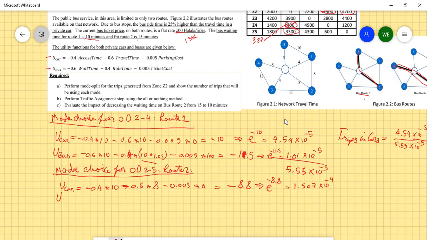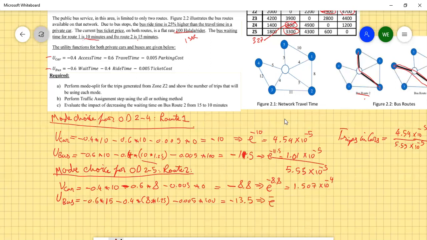The utility for the bus will be minus 0.6 multiplied by the waiting time here for route 2, which is 15 minutes, minus 0.4 multiplied by the ride time, which is 8 multiplied by 1.25, minus 0.005 multiplied by 100. So here this would be 0.6 multiplied by 15, 0.4 multiplied by 10, 0.005 multiplied by 100. So here we will have minus 13.5.